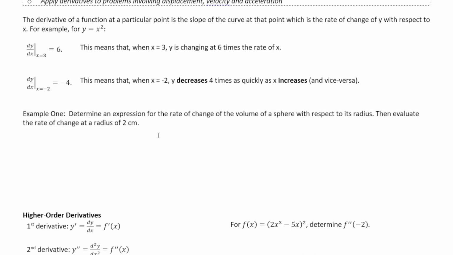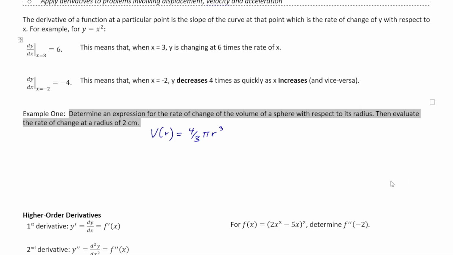Effectively this first example is just asking us to determine an expression for the rate of change of volume of a sphere with respect to its radius, then evaluate that rate of change at a radius of 2 centimeters. So let's find the volume function. Volume as a function of radius is equal to 4 over 3 pi r cubed. That's just the volume function of a sphere, and we can see that the volume is dependent on the input for radius.